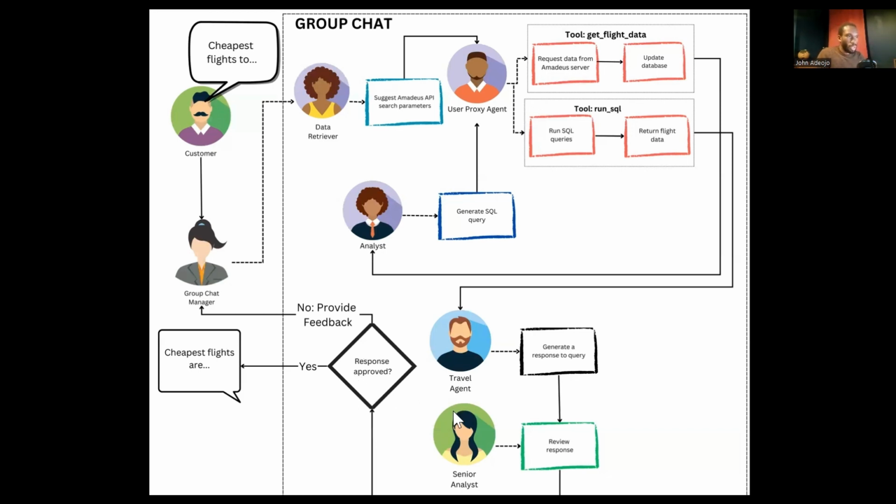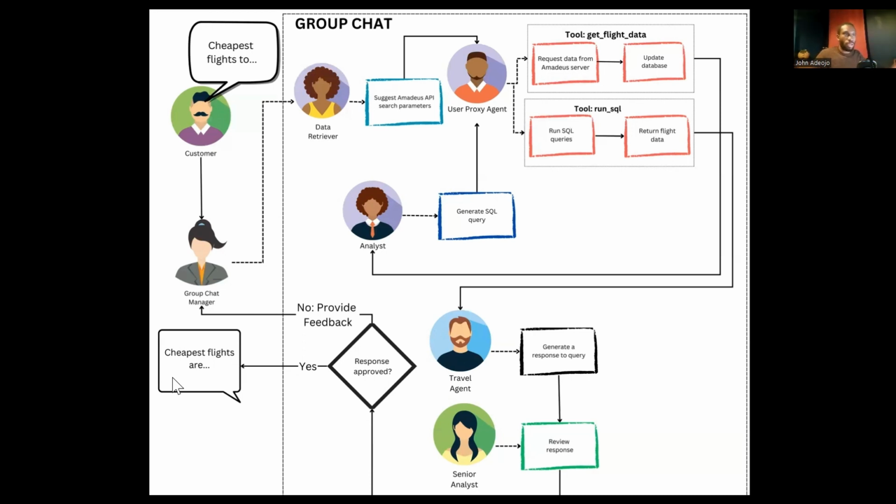All right. So that's the job of the senior analyst. If the response isn't satisfactory, it will provide feedback, and the analyst or the data retriever can act on that feedback. Otherwise, it says the response is satisfactory, and returns the response back to the customer. So that is the workflow. That's the agentic workflow in a nutshell.